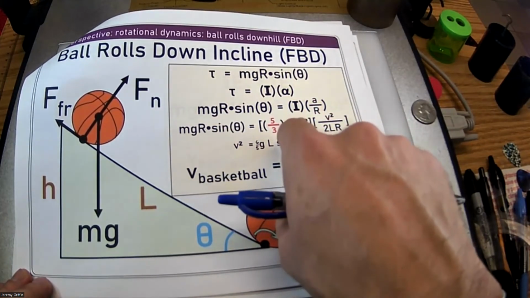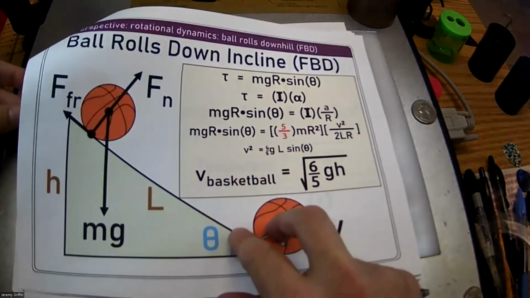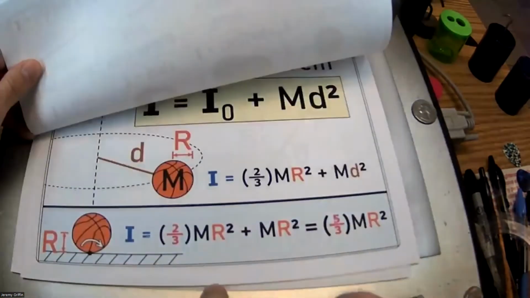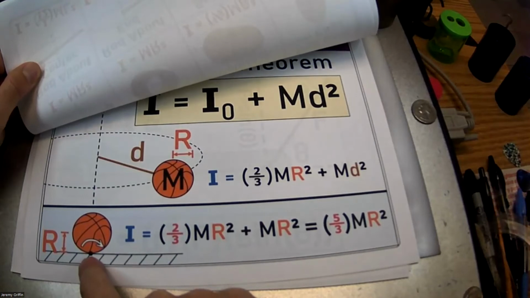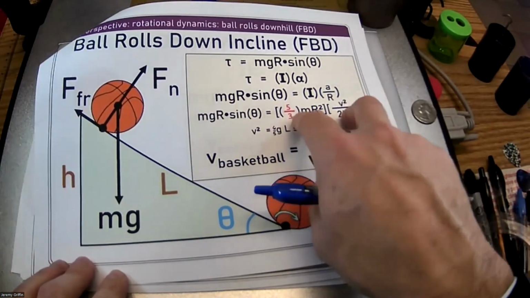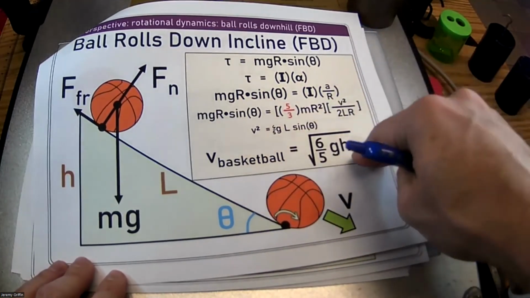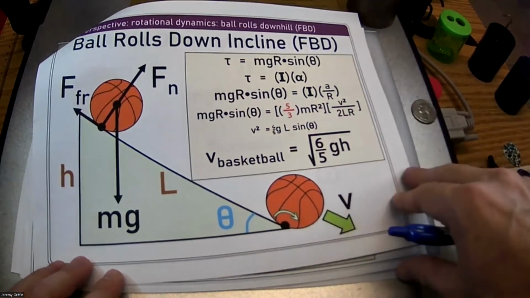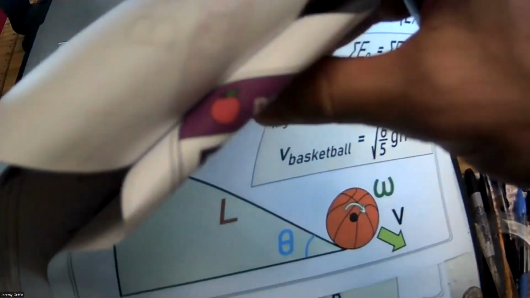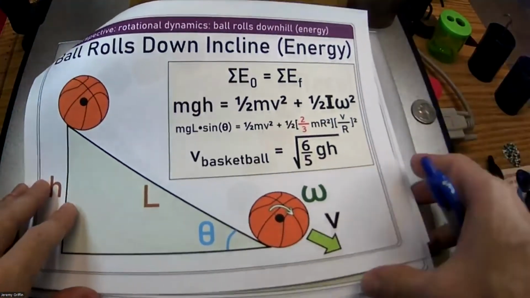Now, I for a basketball, remember it was 2/3 mr squared rotating about the center, but this is not rotating about the center. It's rotating on a surface like that, right? So I need to use the parallel axis theorem version of that. Anyway, you crunch the math and it ends up being this expression. Is that right?